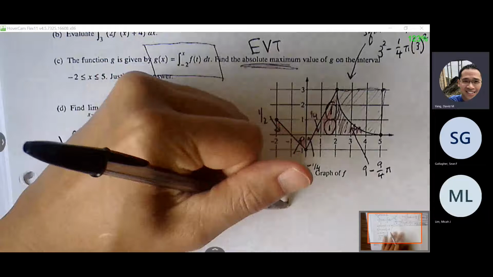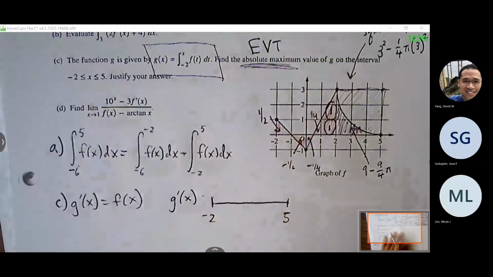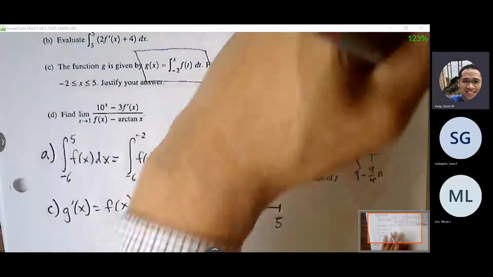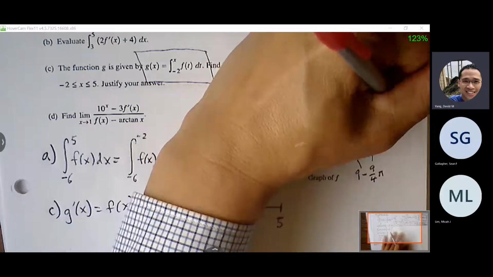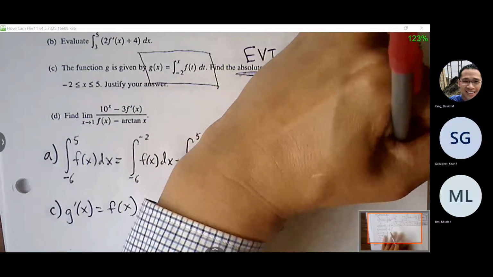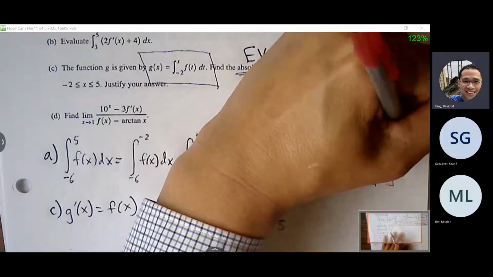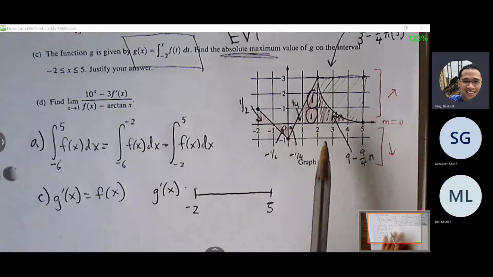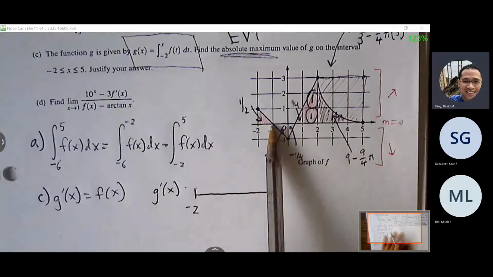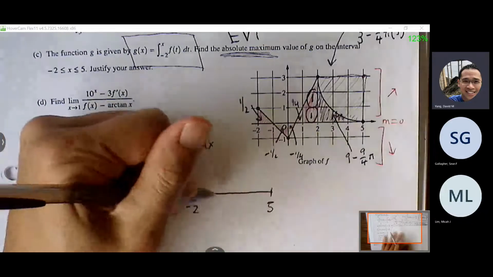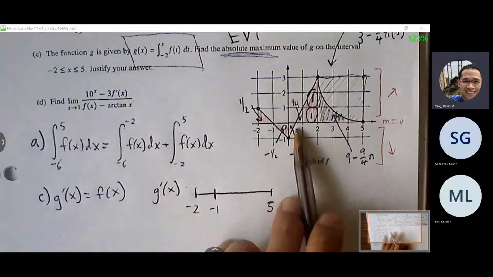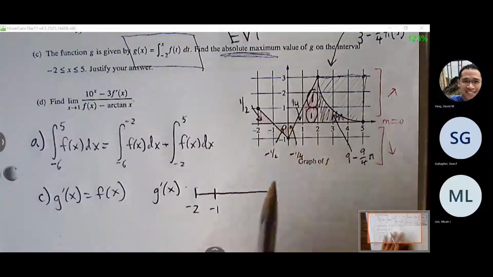from -2 to 5. We know that anything above the x-axis represents positive slope. Anything below is negative slope. Anything on the x-axis is slope 0. So let's see where my critical points are. Critical points are my x-intercepts, so I have one at -1. We also have another one at 0.5.